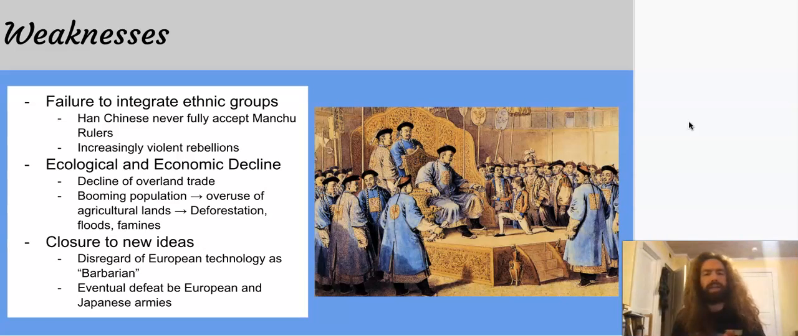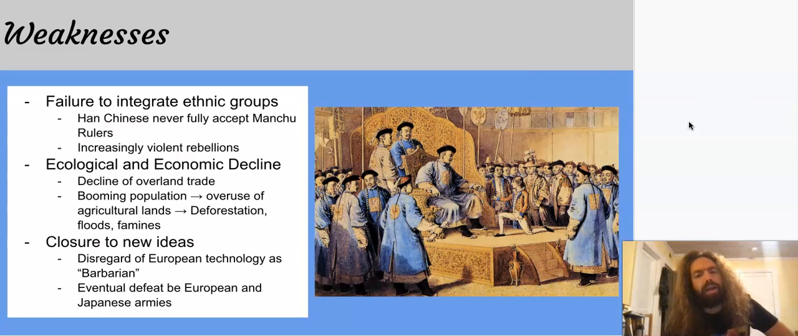So, building on that, let's look at some other key weaknesses of the Manchu dynasty. As I already mentioned, they do not fully integrate the different ethnic groups into a single functional whole, and there are increasingly violent rebellions over time. Second, the Qing dynasty is going to be rocked by ecological and economic problems that get worse over time.